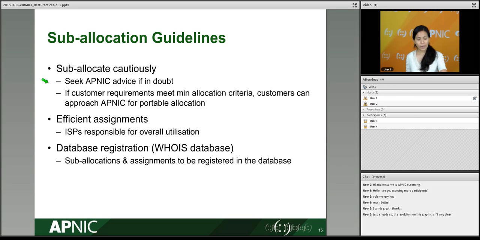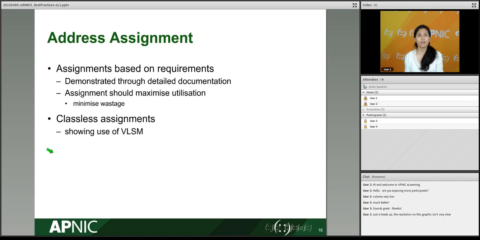Make sure that your assignments are done in an efficient way, okay? Your LIR, your network, is responsible for the overall utilization of the blocks that you are currently holding. And lastly, remember the goal of registration. Make sure that it is registered, and that is done using the WHOIS database. All sub-allocations and assignments are optional if you want to put them into the database, but if you can, then please do so.